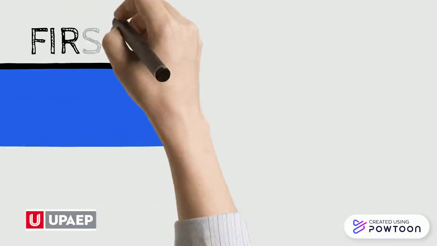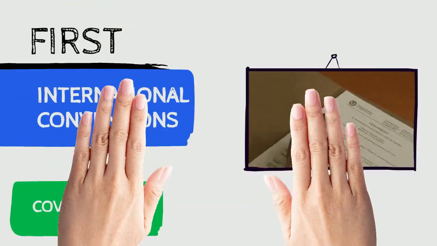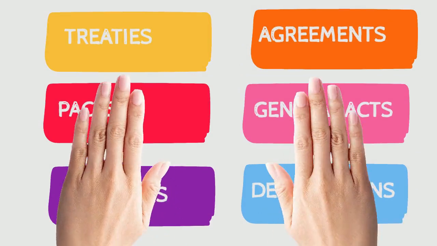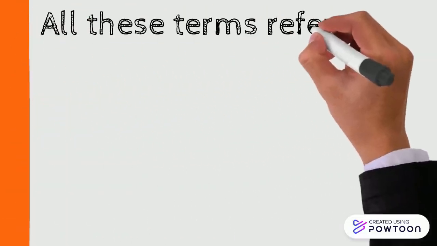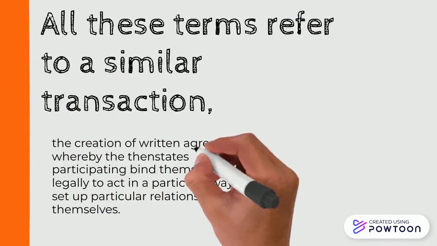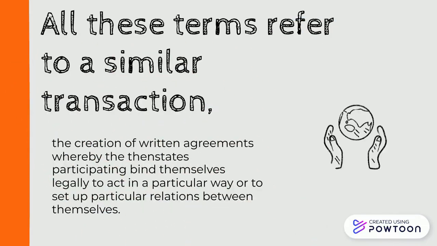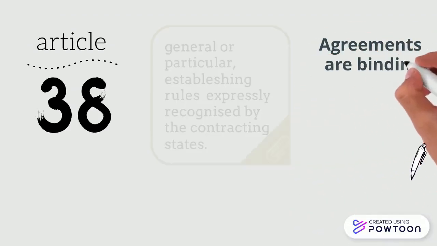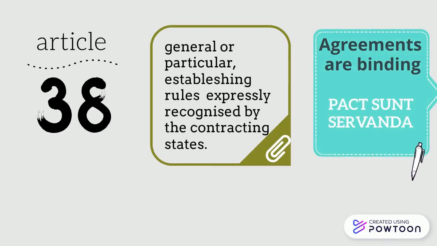First of all, international conventions, also known as covenants, statutes, treaties, agreements, pacts, general acts, charters, and declarations. All these terms refer to a similar notion: the creation of written agreements whereby the states participating bind themselves legally to act in a particular way or to set up particular relations between themselves. Article 38 refers to international conventions, whether general or particular, establishing rules expressly recognized by the contracting states.